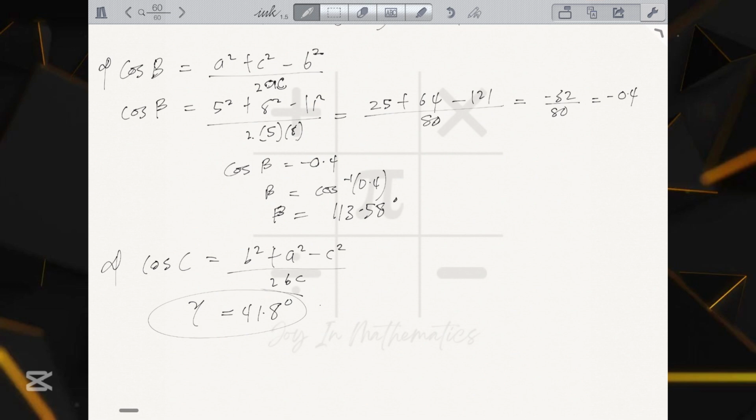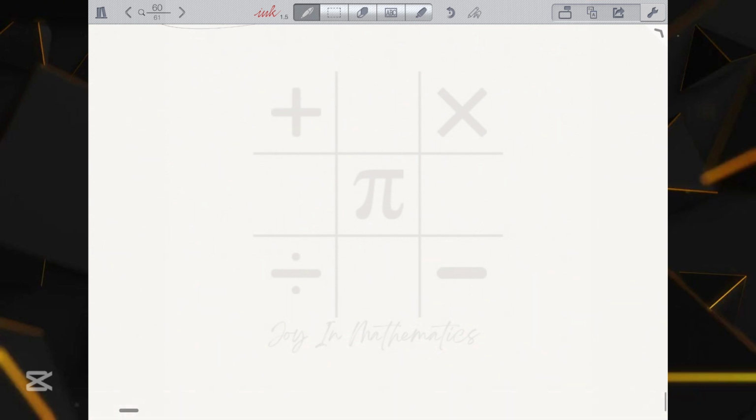And now let's take an exercise on cosine law. But before then, let's take a quick recap of everything we have learned on cosine law. The first thing we learned was the formulas, that c squared is equal to a squared plus b squared minus 2ab cos c. Similarly, b squared is equal to a squared plus c squared minus 2ac cos b, and a squared is equal to b squared plus c squared minus 2bc cos a.